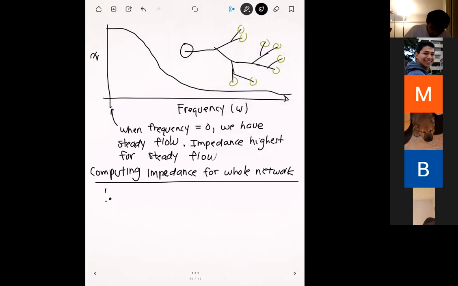Oh, question? Yeah. What's the unit on the y-axis again? Oh, the y-axis, that's impedance, and so that's Z. Okay. Thank you. Mm-hmm.